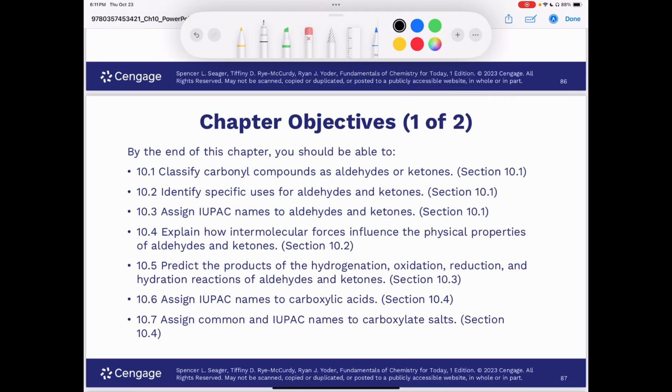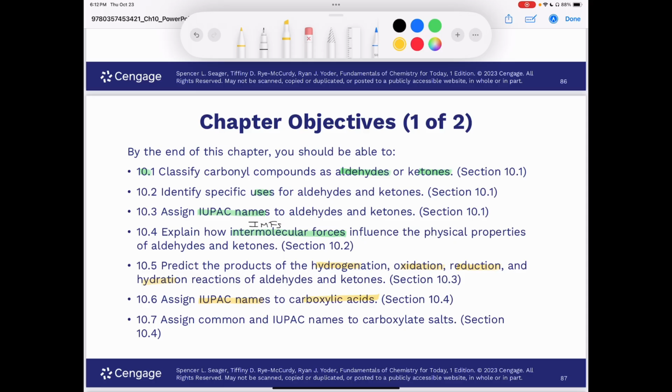And so to summarize chapter 10, by now you should be able to classify carbonyl compounds as aldehydes and ketones. You should be able to identify some specific uses for aldehydes and ketones. You should be able to give IUPAC names for aldehydes and ketones. You should be able to talk a little bit about intermolecular forces, what we call IMFs, and how they influence the physical properties of aldehydes and ketones, physical properties like melting points and boiling points. You should be able to predict the products of hydrogenation, oxidation, reduction, and hydration reactions of aldehydes and ketones.